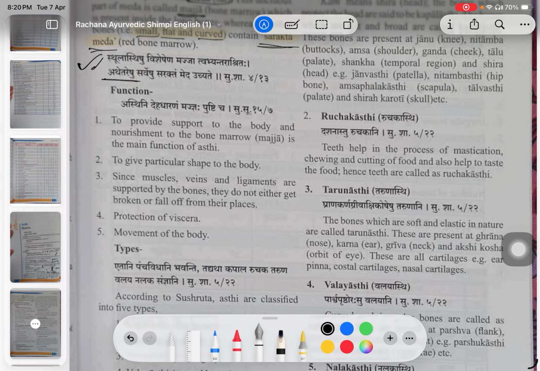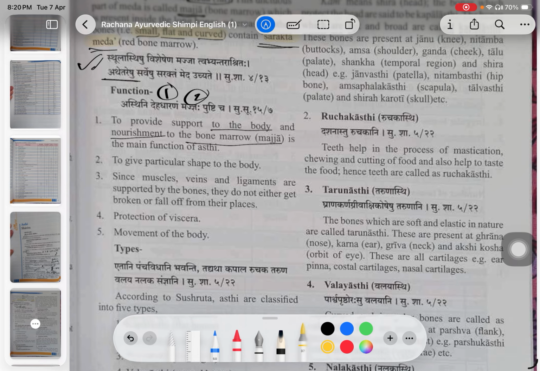The function of Asthi. Asthini Deh Dharanam, Majjagya Pushti cha. It has two functions. The first function is Deh Dharan. It provides support to the body. The second function is Majja Pushti, it provides nourishment to the bone marrow because it forms the essence of bone marrow, right?